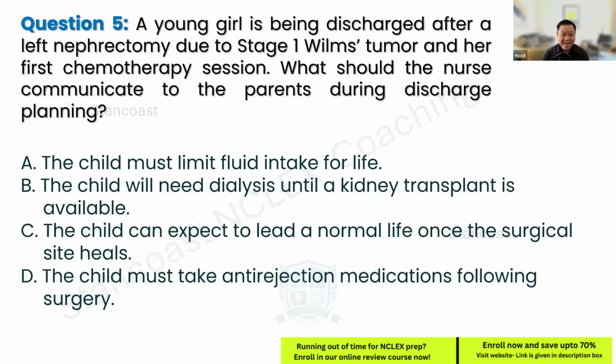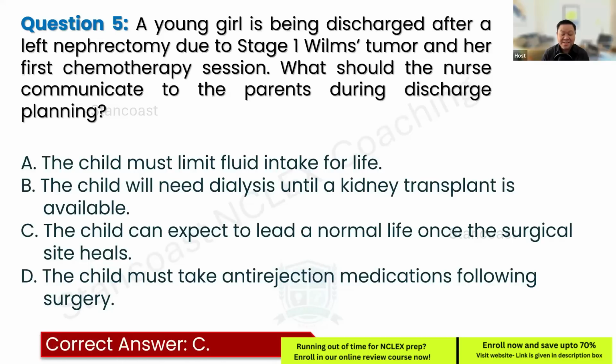The correct answer here is letter C. After a successful nephrectomy for stage 1 Wilms tumor, the child can have an excellent prognosis and they can lead a normal life once it's healed. So for letter A, this is incorrect. It is unnecessary to maintain fluid restriction since the remaining kidney can handle normal fluid intake effectively.